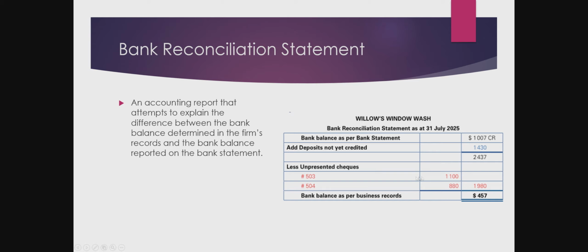Then you take away all the unpresented checks, so money that has not been cashed in yet. It gives you this amount. So 2437 take away 1980 will tell us that the bank balance as per business records should be 457. So this is what it looks like. It attempts to explain the difference between the bank balance and the business's records. So according to our cash journals, we should have 457. By doing this and reversing things, if this number matches our records, then we've accounted for everything.